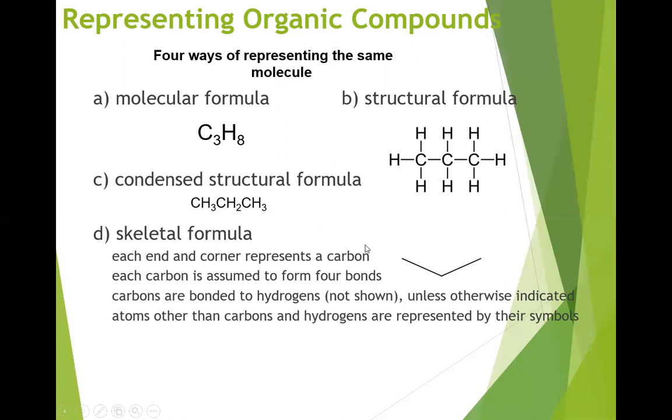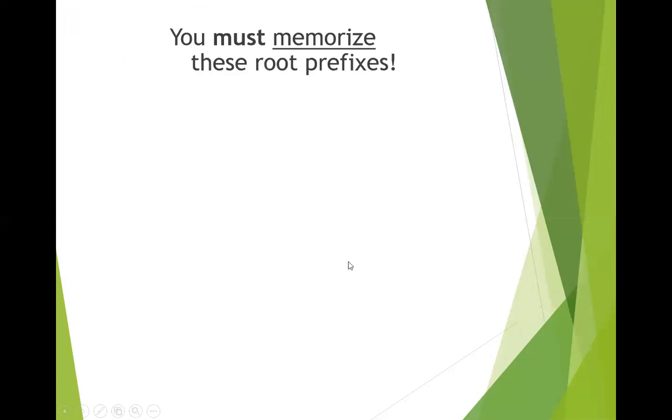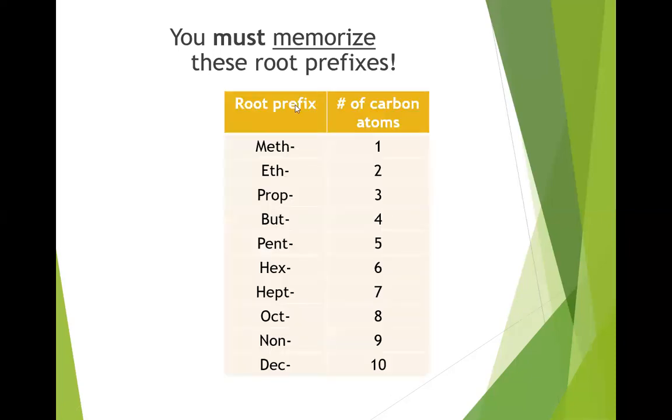Just as the way it is represented in this structural formula. All right, but one thing you must understand, and you must try to memorize as much as you can, is these prefixes. The first prefix is for methane. So we are not going to be calling the ANE, which is the last suffix. We're just going to start with meth for 1, eth for 2, prop for 3, but for 4, pent for 5, hex for 6, hept for 7, oct for 8, non for 9, and dec for 10.